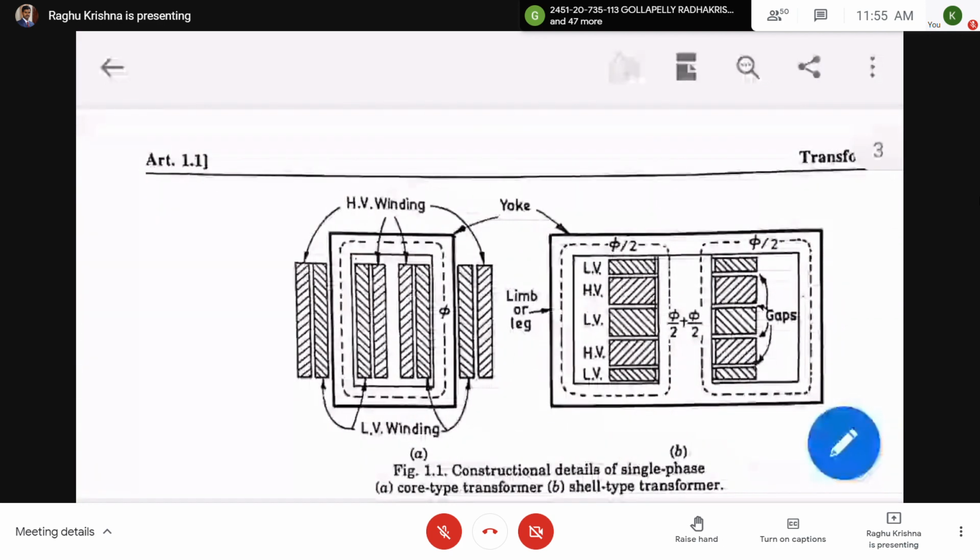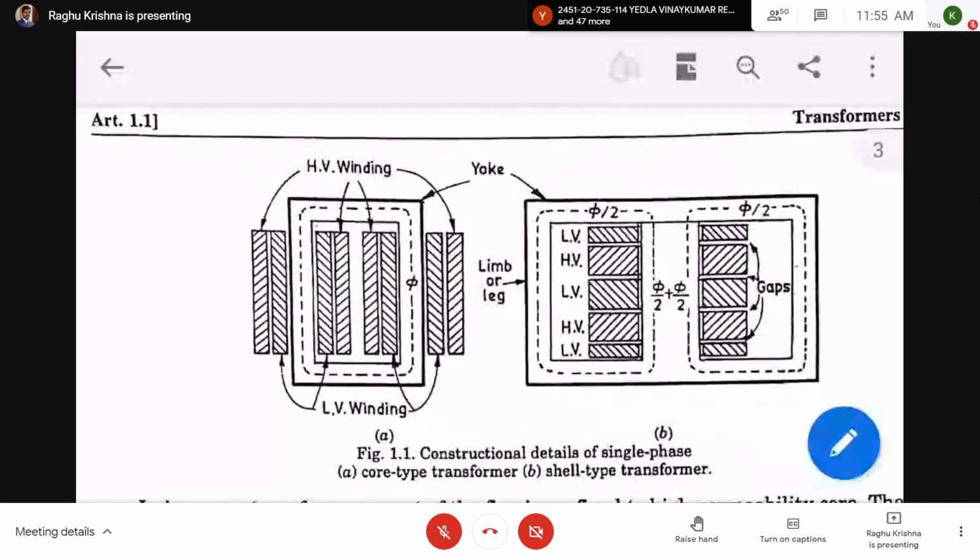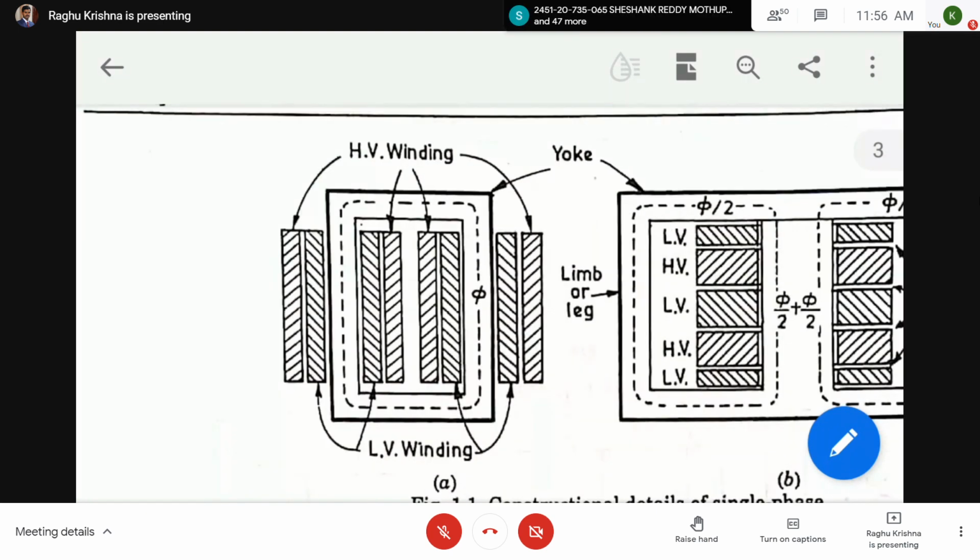There are two types of constructions. Constructional details of single phase: the first one is the core type transformer, the second one is the shell type transformer. A core type means, here you can see the core is a rectangular shape, and on the core you have these windings, HV winding and LV winding. HV means high voltage, LV means low voltage.